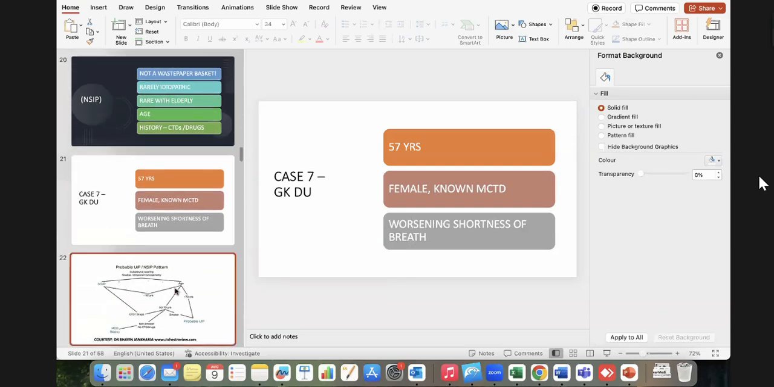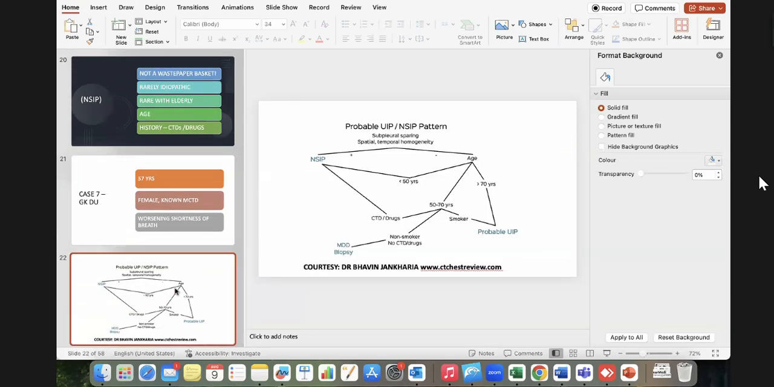and I have borrowed this slide from the master, Dr. Ravin Jankaria. Whenever we have this question of probable UIP or NSIP, then first thing is we look at age. If age is less than 50 years, it goes in favor of NSIP. If age is 50 to 70 years, then we think, what is it? Now, this case was 57. If there is history of CTD or drugs, probably towards NSIP. If the patient is a smoker, probable UIP. If neither, we either go for a multidisciplinary meeting or biopsy.